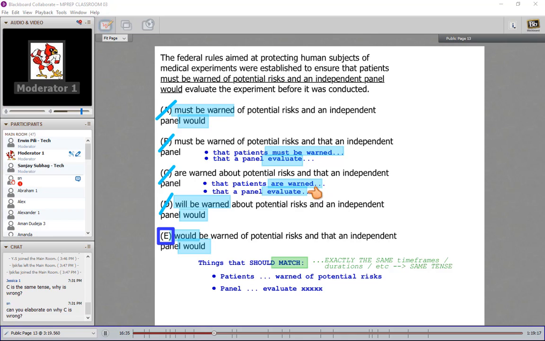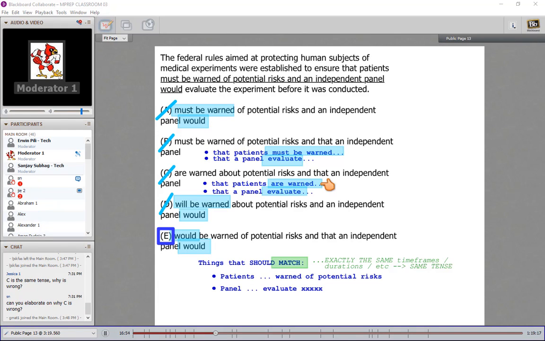These are not the same tense. If we talk about this stuff, patients are warned would just be the present tense. That would just be like I am happy, or the kids go to school every day.